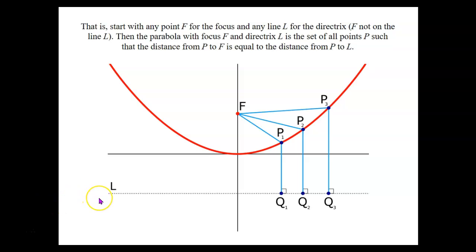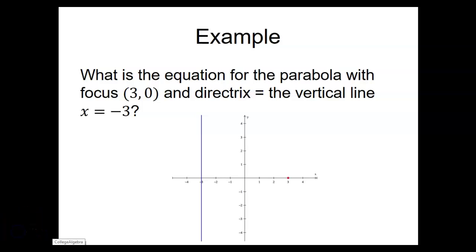So let's see what that actually gives us in terms of an equation. In this example, I'm going to pick for my focus the point (3, 0), and I'm going to pick for my directrix the vertical line x equals -3. The focus can be any point. The directrix can be any line: vertical, horizontal, diagonal. Here it's this vertical line x equals -3, and the focus is this point (3, 0). What does that give us for a parabola?